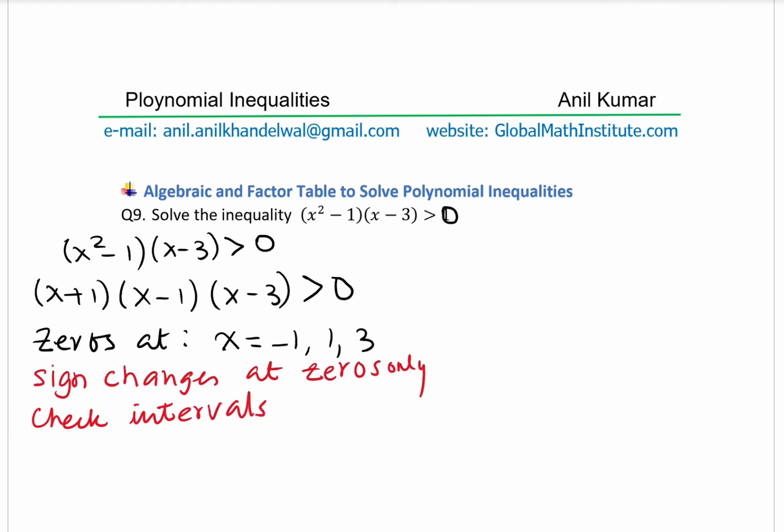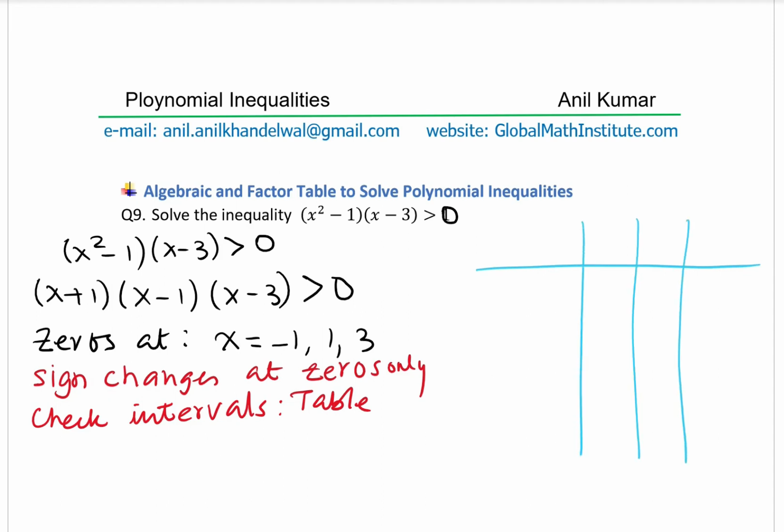And how do we check it? We check it with the help of a table. So this is your method of checking. So let's make a table now. So here we'll actually work on the zeros and the intervals. So what we have is list all the zeros here. Zeros are minus 1, 1, and 3. So these are the zeros.